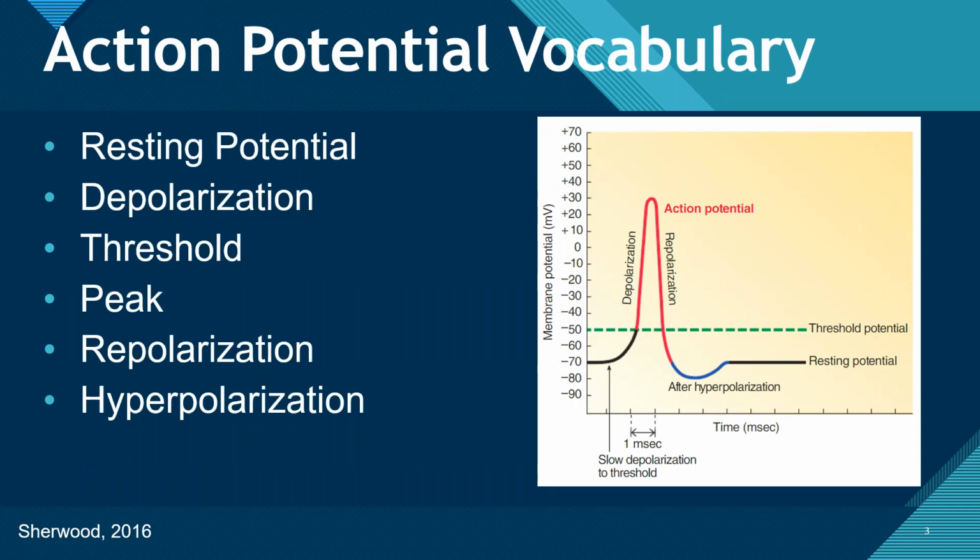Depolarization will happen when there is a change in the resting potential. This change is seen here in the graph as the line begins to approach 0 millivolts. Depolarization typically begins slowly until the threshold potential is reached. Threshold potential is here in green. And then it happens very rapidly. For this graph, the threshold potential is about -50 millivolts.